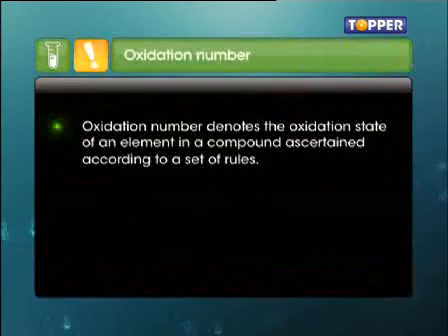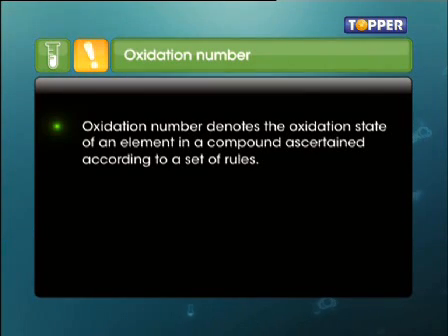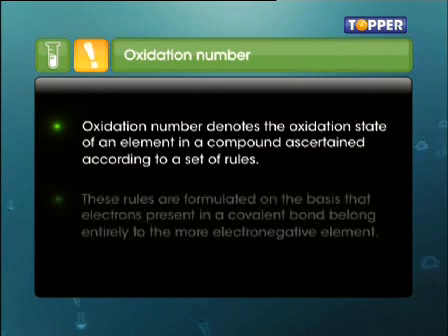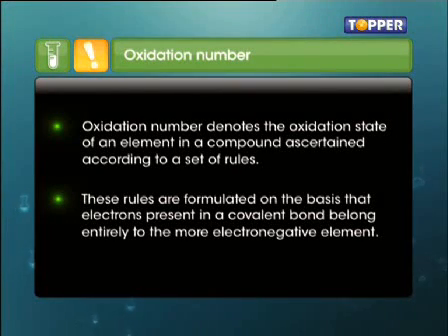In this method, it is always assumed that there is a complete transfer of electrons from a less electronegative atom to a more electronegative atom. You should always keep one thing in mind while analyzing redox reactions. Oxidation number denotes the oxidation state of an element in a compound ascertained according to a set of rules. These rules are formulated on the basis that electrons present in a covalent bond belong entirely to the more electronegative element. Another term that is often used interchangeably with the oxidation number is oxidation state.